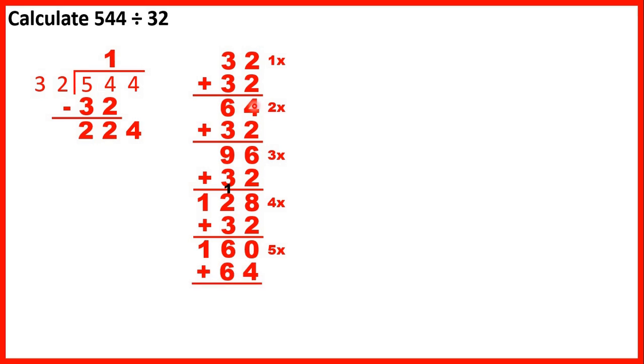Well, I think if we add 64, that will give us this total. So 64 is 2 times, and if we add 5 times a number plus 2 times a number, we get 7 times that number. And we can see that when we add those, we get 224. So because we've worked out that that's 7 times, we can write 7 as the ones digit of our answer. So that's 17. And then to check, we could work out 17 times 32 and check that that gave us the answer 544.